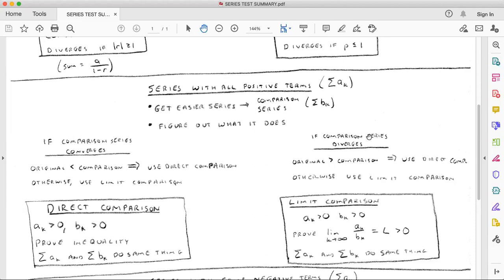If the comparison series diverges, that's where graphically we think, okay, well, it's going up forever and it goes to infinity. If the original is bigger than the comparison, then we can use direct comparison, which is over here.